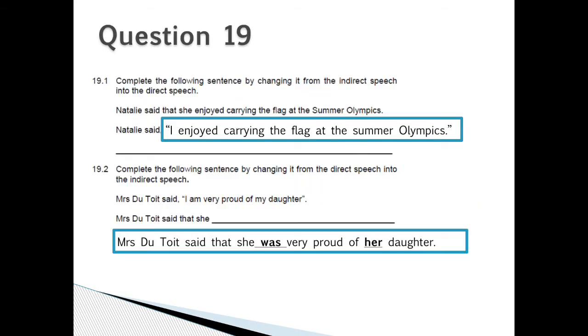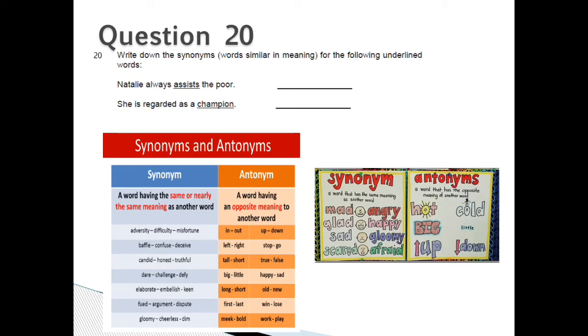Natalie said, open quotation marks, "I enjoyed carrying the flag at the Summer Olympics," close quotation marks. And Mrs. du Toit said that she was very proud of her daughter. Write down the synonyms, words similar in meaning, for the following underlined words. Natalie always assists the poor. She is regarded as a champion.